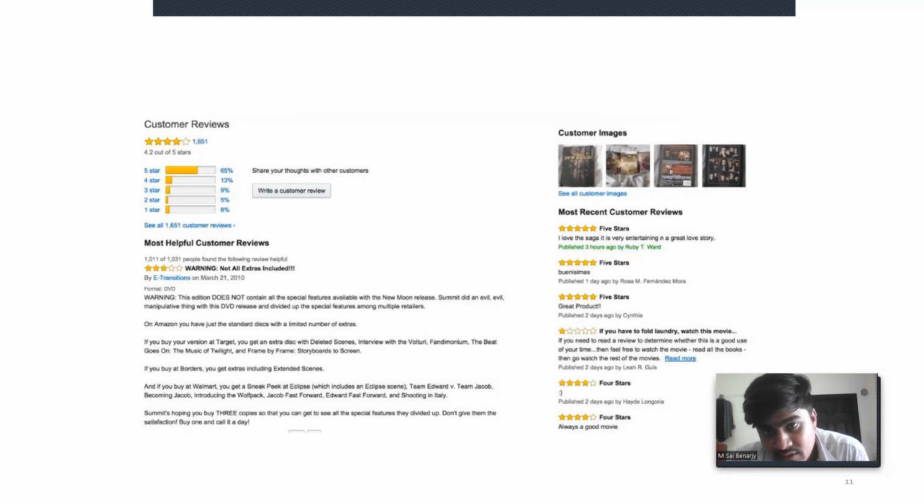Then we can see customer images, where they send images about the movie, their ratings and the pictures they have added. And if you buy at Walmart, you can get a sneak peek of Eclipse, which includes an Eclipse sensor.